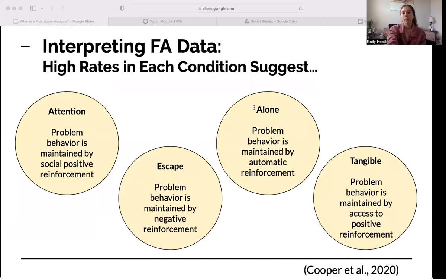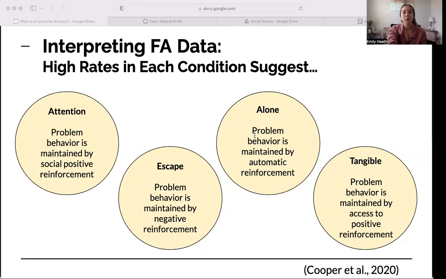After the behavior analyst compiles the FA data into a graph, they are able to interpret the function. So high rates in each condition suggest a different maintaining variable. So high rates in the attention condition, behavior is being maintained by social positive reinforcement. So either somebody making eye contact with them, laughing with them, or scolding them after they present the behavior.